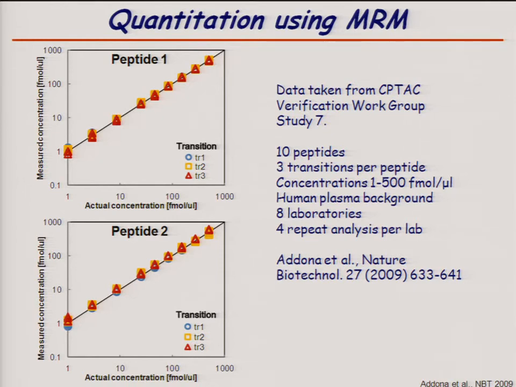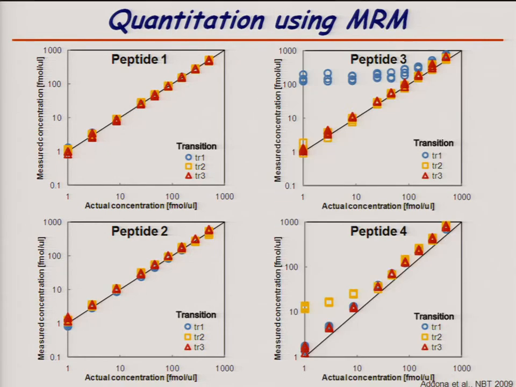What is shown here is 2 peptides that show very nice linear response over the whole dynamic range for all 3 transitions. But in a few cases, one would get interference. So, for example, in peptide 3, transition 1 does suffer from interference. And in peptide 4, we see that transition 2 suffers from interference.